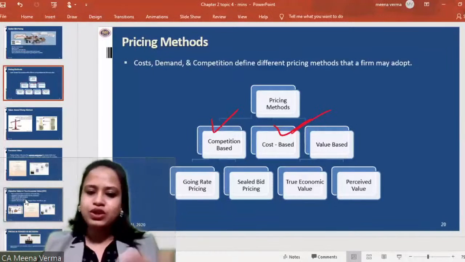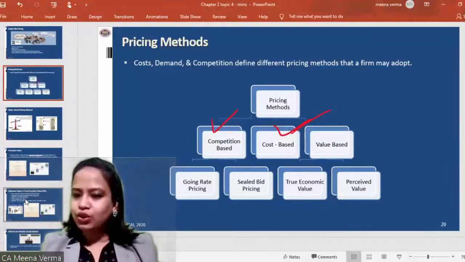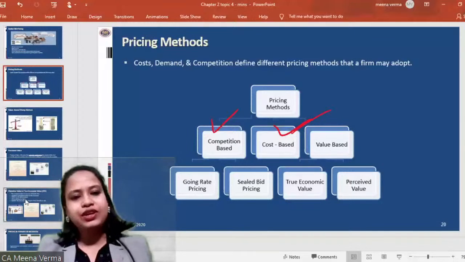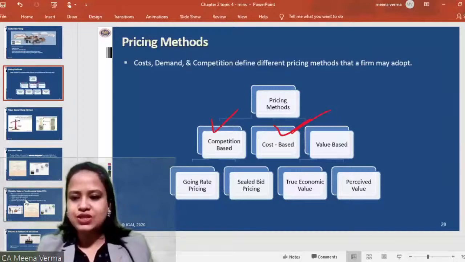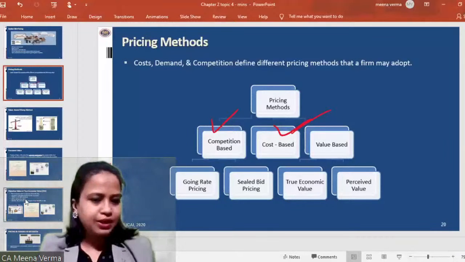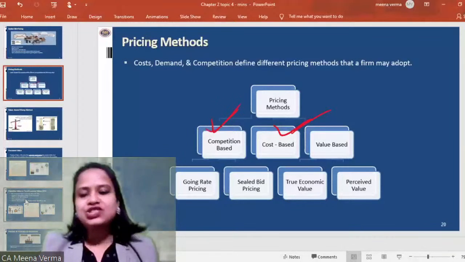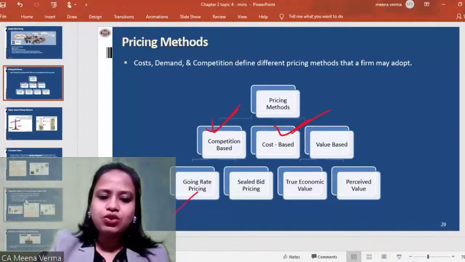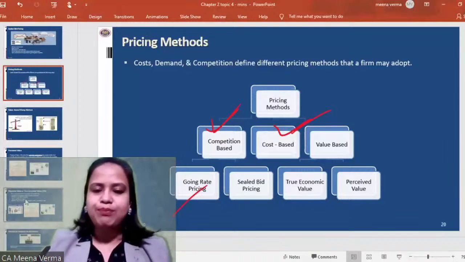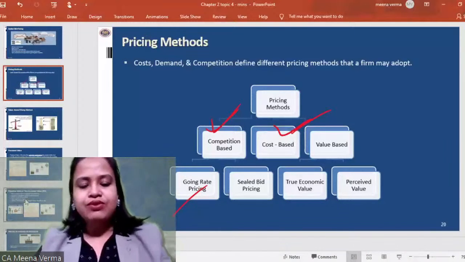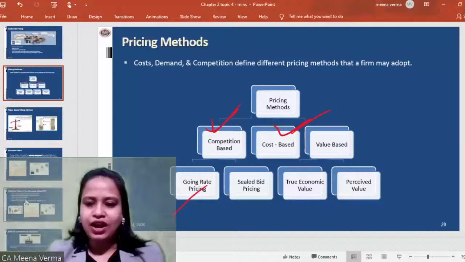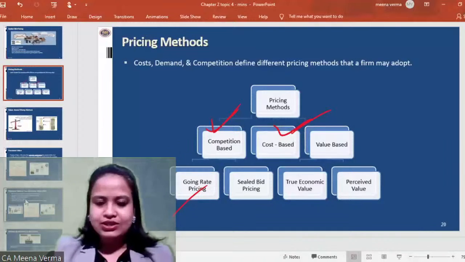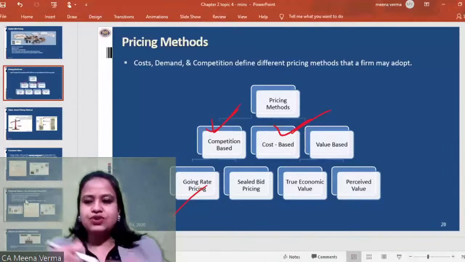If you have monopoly, you can decide the selling price. We all know that if we have monopoly in the market, we can decide the selling price for the goods or services which we want to sell in the market. However, if there is competition in the market, then in such case we will either follow going rate pricing, the price prevailing in the market. We will take the average of that, and then we will consider the selling price for the goods and services which we are providing.